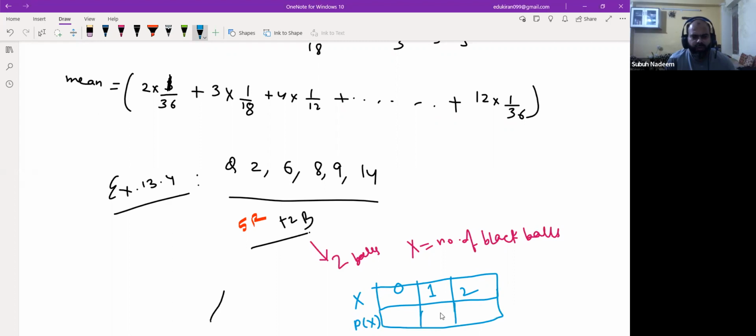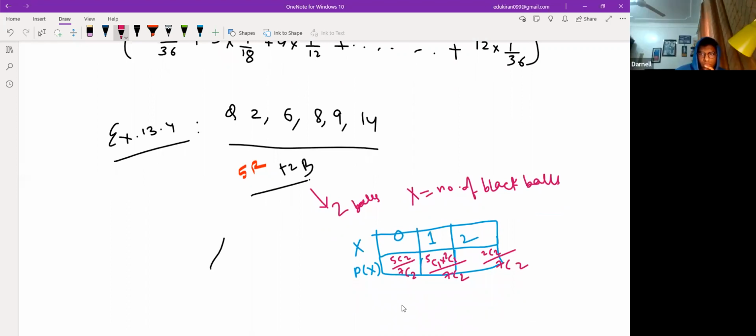Like, what is the probability that you get zero black balls? That means both the balls which are coming are red. So 5C2 by 7C2. What is the probability that the balls are coming one black and one red? That will be 5C1 into 2C1 by 7C2. And if both are black, then it is 2C2 by 7C2. Have you got this?